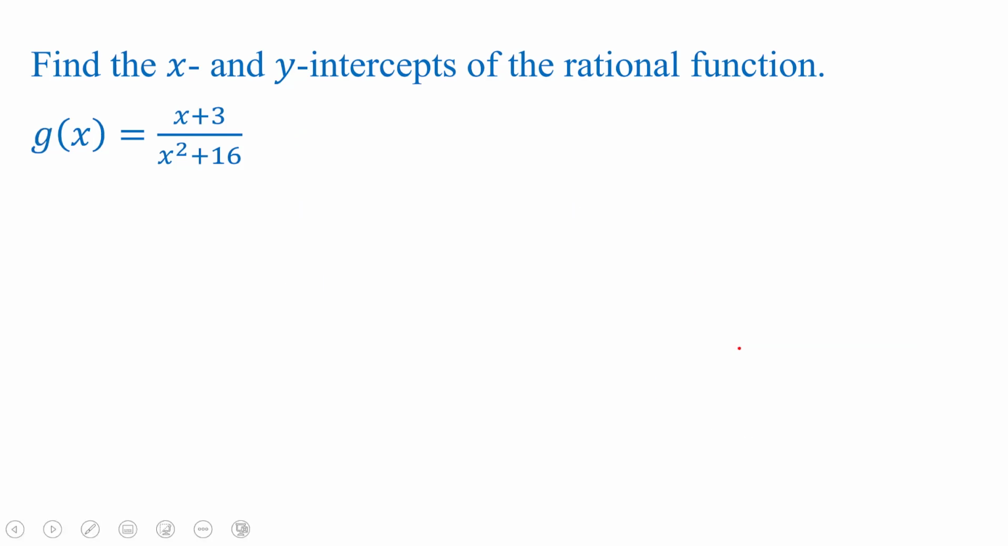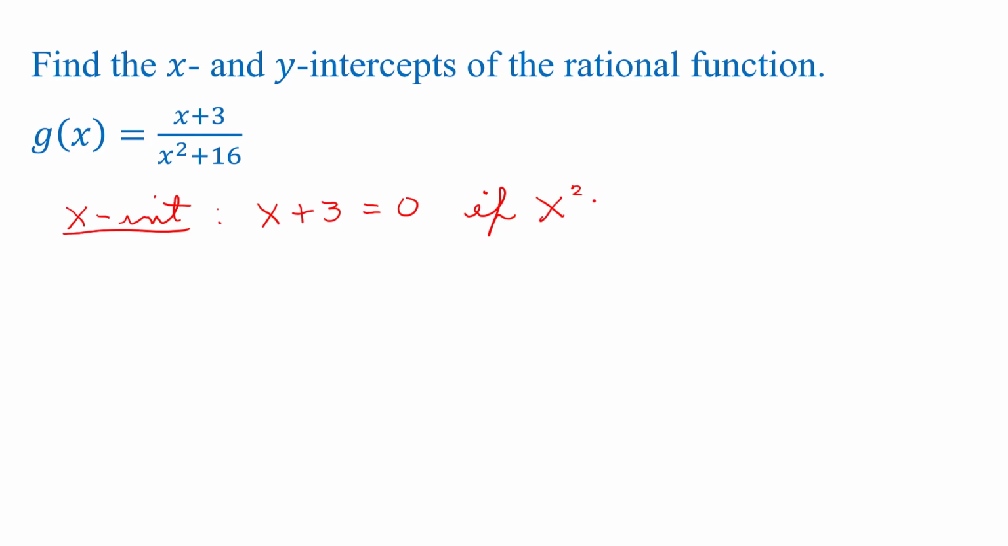Now let's look at the function g of x equals (x plus 3) over (x squared plus 16). For the x-intercepts, we're looking for the values of x that would cause our function to be equal to 0. And the only way that can happen is if the numerator of x plus 3 is equal to 0. We need to double check that the denominator would not be equal to 0 for any x-intercepts that we find. And we would find that x equals negative 3 here. That does not cause the denominator to be equal to 0. So our x-intercept is the point negative 3, 0.